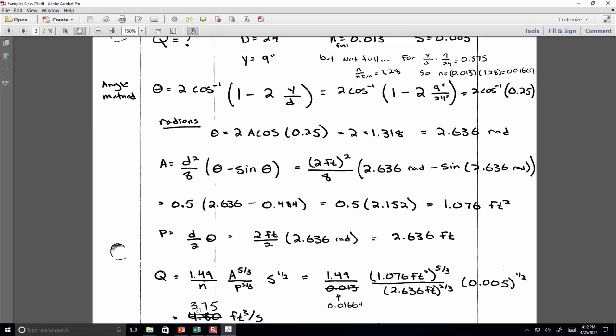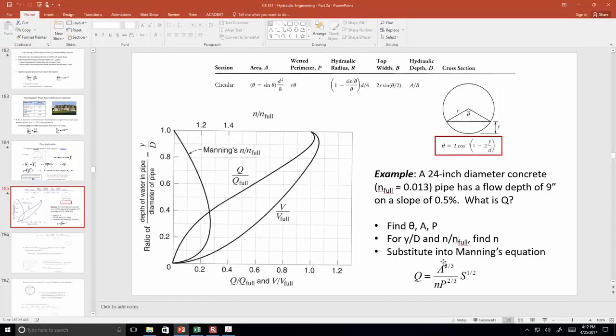Q full? Well, if we'd calculated Q full, it should be 4.8 cubic feet per second. Well, that's based on the n full, actually, just if it's the n full. So if you wanted to calculate the Q full, then what we would do is we would say that the area is based on the full diameter of 24 inches, and the wetted perimeter is also based on the full flow conditions. So we'd have to substitute in, assuming that the water's all the way to the top.